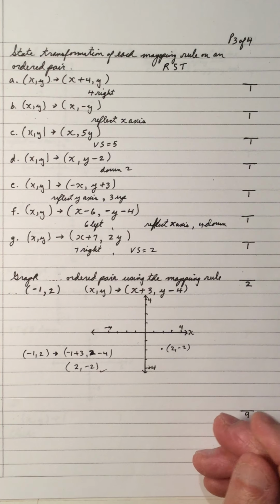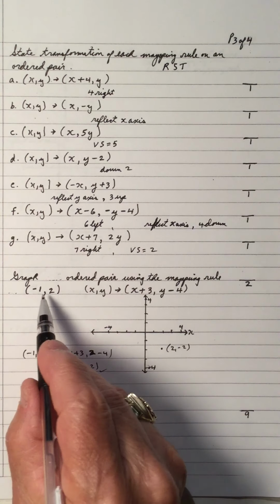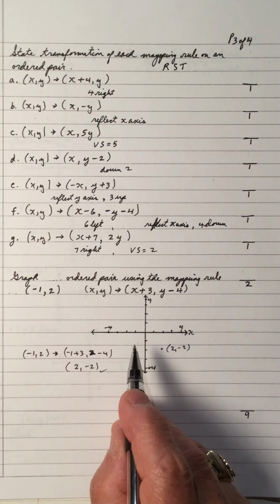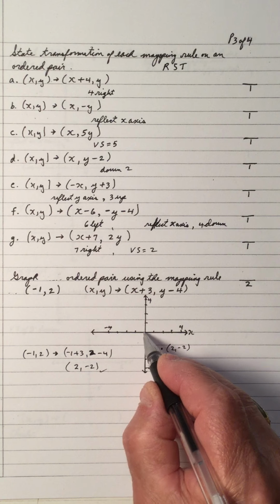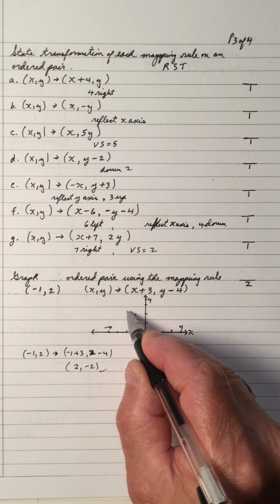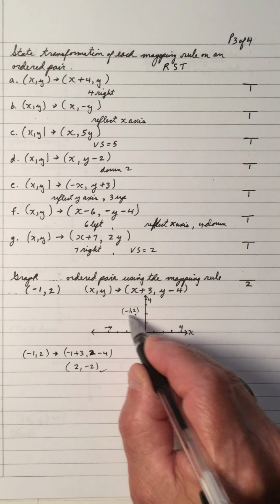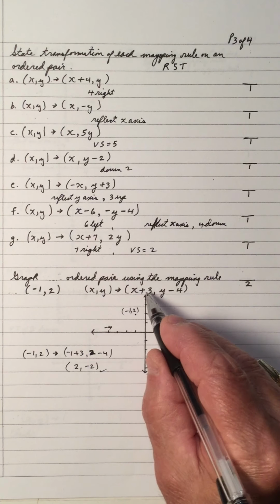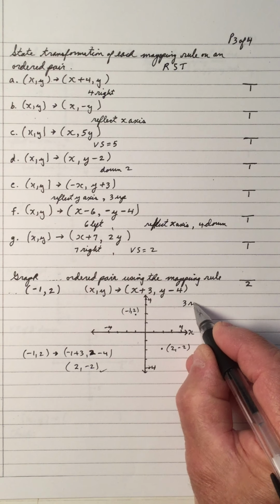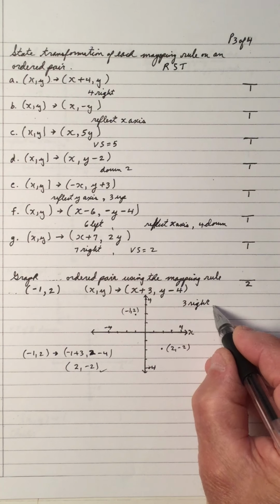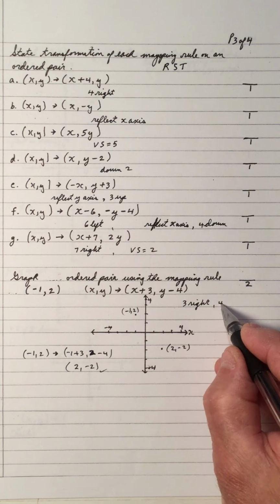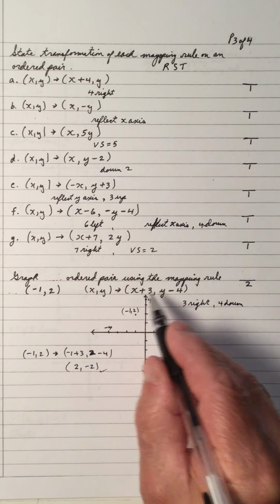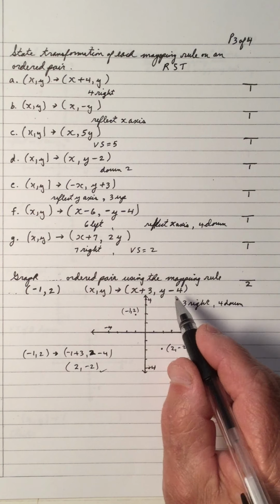Now another way to do it is take this point of negative 1, 2. Negative 1, 2 is right there, and obey the shift. So according to this, you're going 3 right, and then you're going 4 down. Plus 3 is on the x, so it's right. The minus 4 is on the y, so it's down.